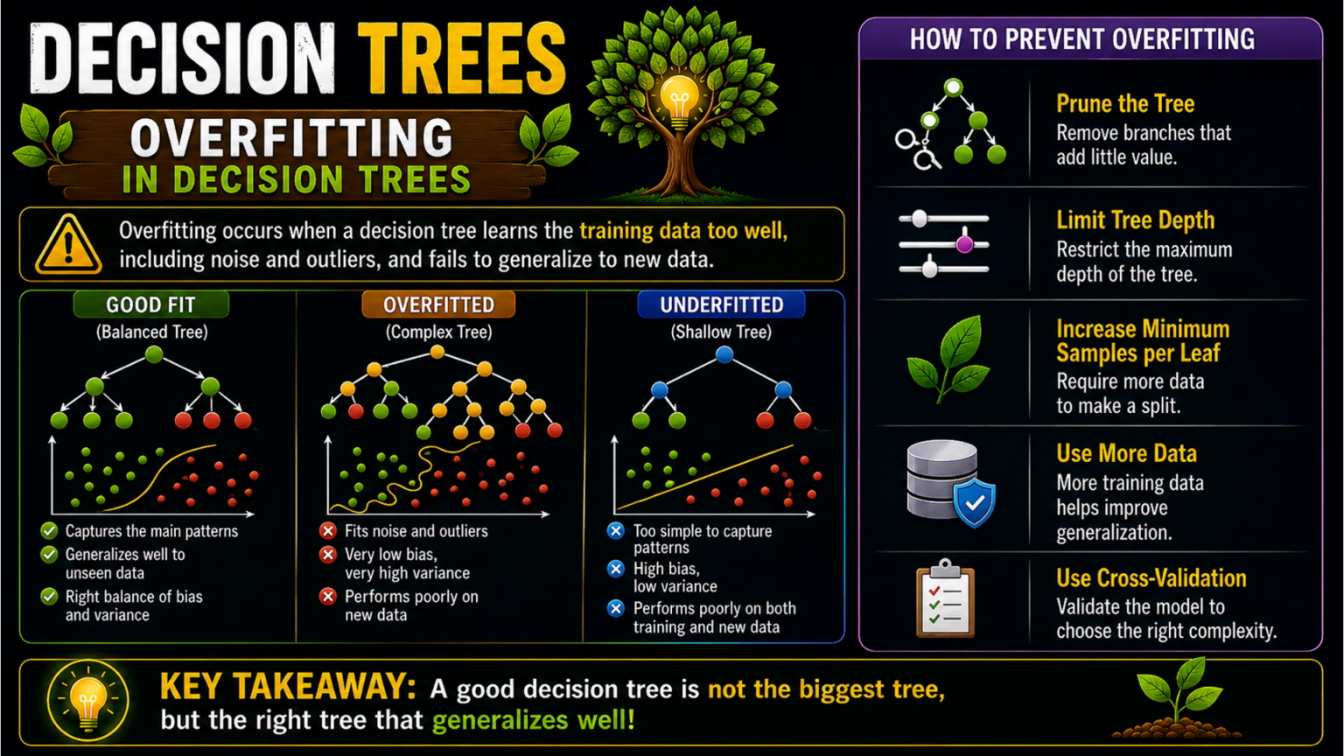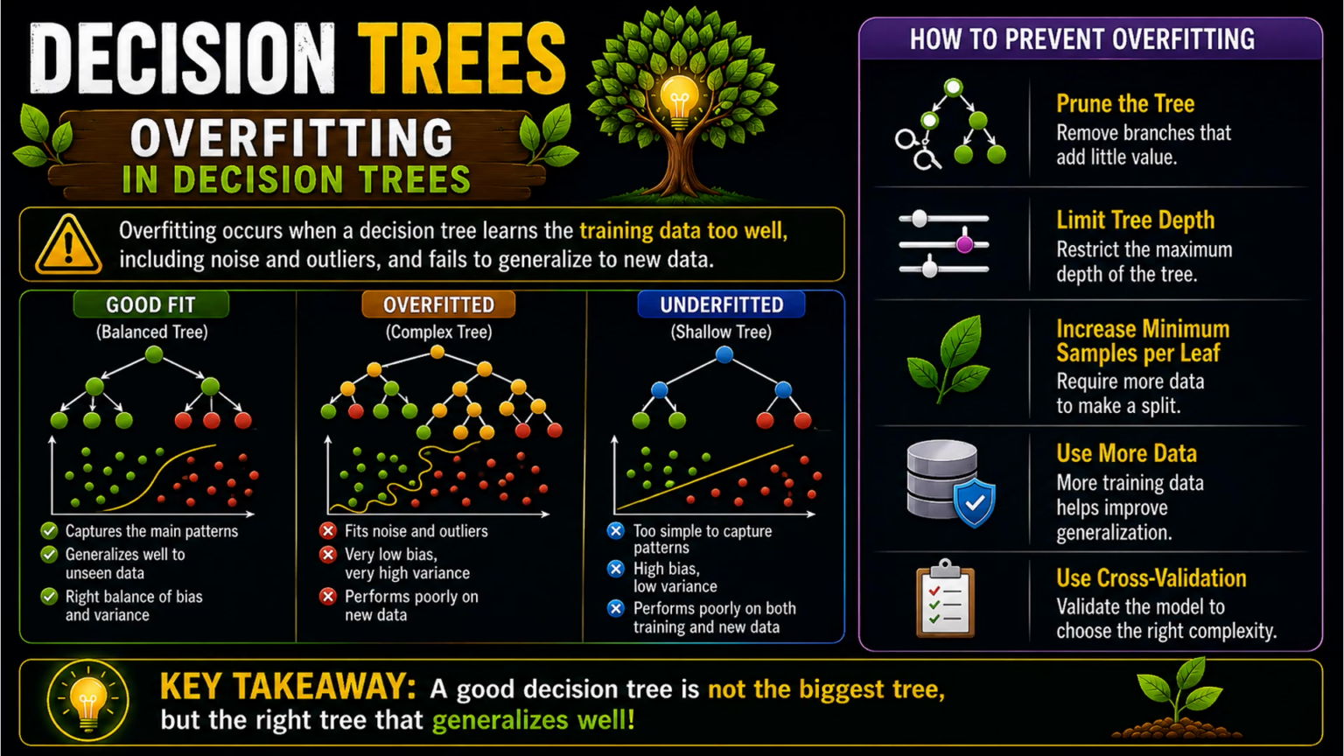Overfitted: it's a complex tree, so the noise and outliers, everything is learned. And underfitted: it's a shallow tree, too simple to capture the patterns. High bias, similarly to whatever we have defined in the previous slides.